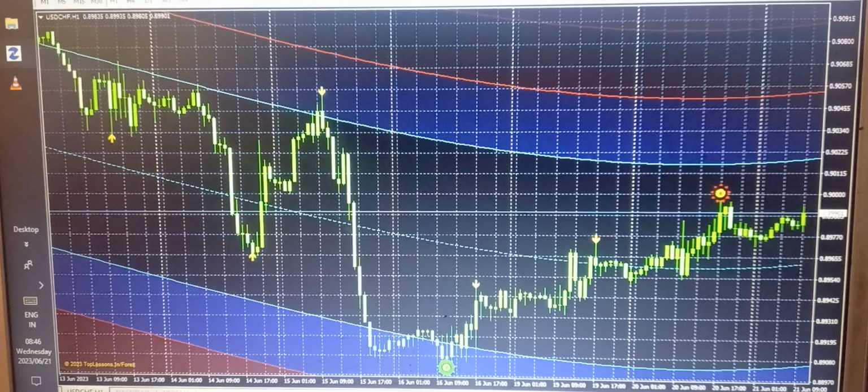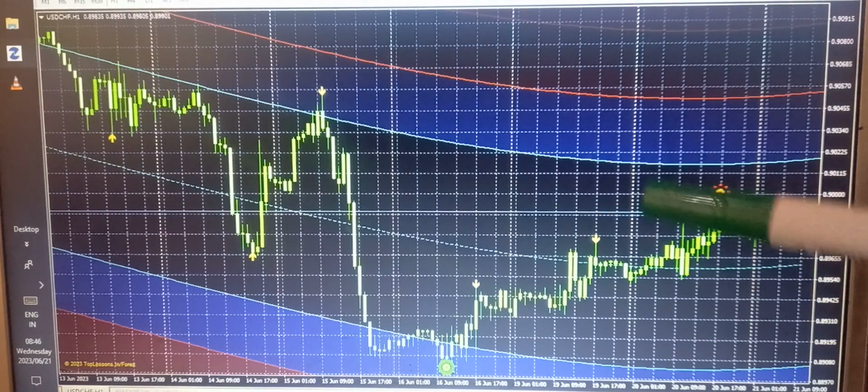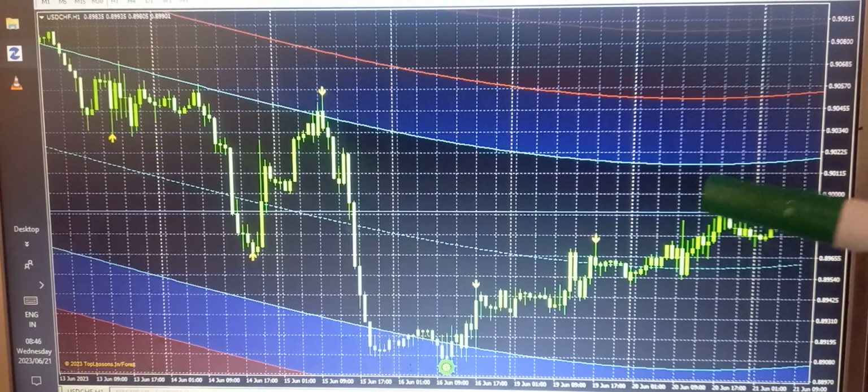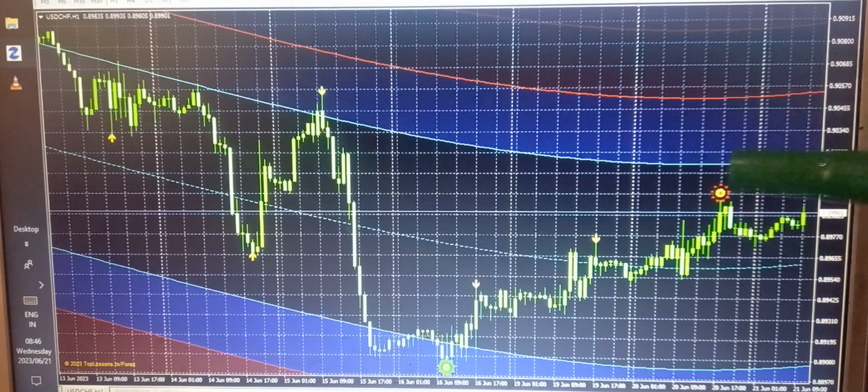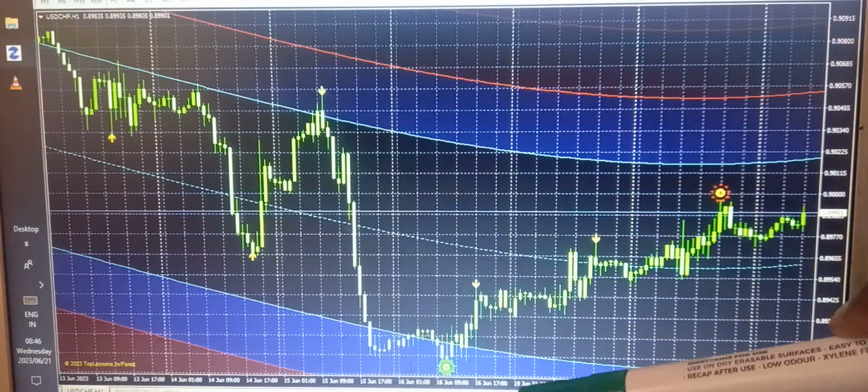The next thing is, remember, we only take trades at the support and the resistance levels. If the market is inside the channel like this, we don't take this trade. Like the trade here, it's inside the channel, we don't take this kind of trade. We only focus on the trades that are outside the channel, right?